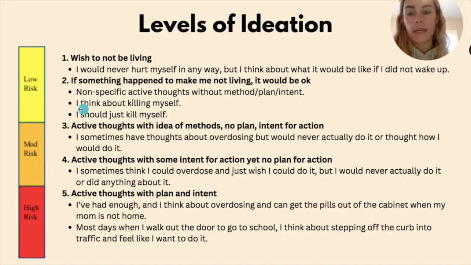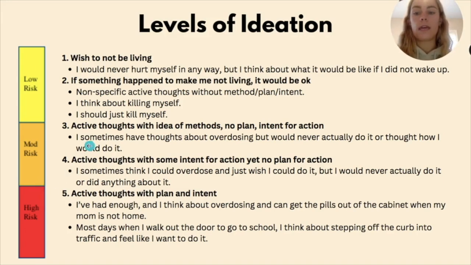The third would be active thoughts with idea of methods, no plan, intent for action. So an example of this would be, I have sometimes thoughts about overdosing, but would never actually do it, or thought about how I would do it. So maybe the idea of a method is there, whatever that method might be, but the patient has not gotten any farther in that thought to think about logistics, to think about specifics on how they would follow through with that thought.